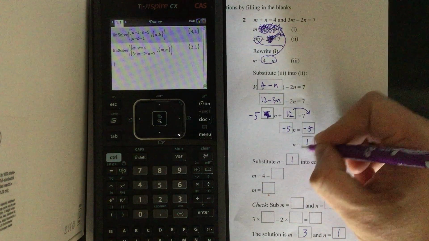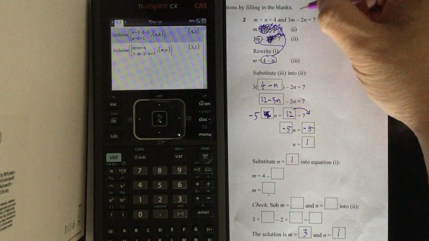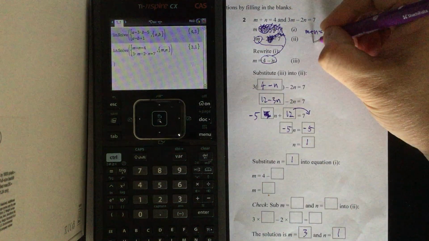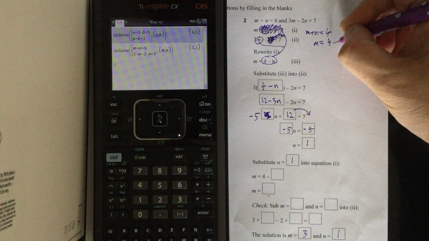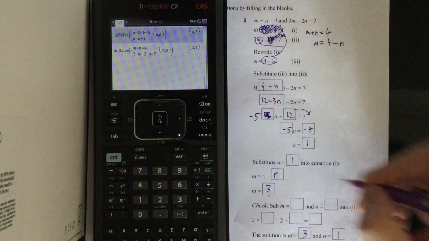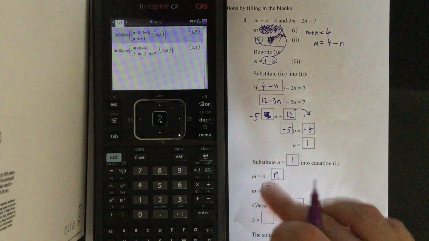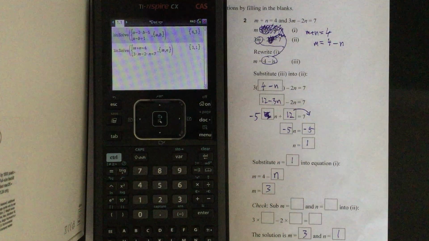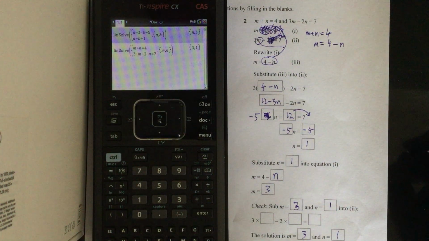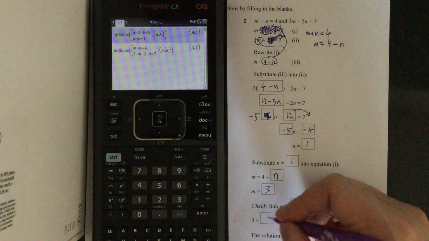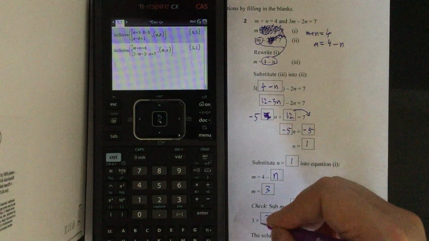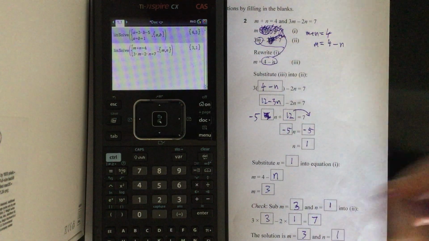You substitute n equals 1 back into equation 1. Equation 1 is m plus n equals 4, so m equals 4 take away n. If n equals 1, m equals 3. That's exactly what we got. To check, if m equals 3 and n equals 1, we're substituting this into equation 2. So 3 times 3 minus 2 times 1, that's 9 minus 2, which equals 7. Done.